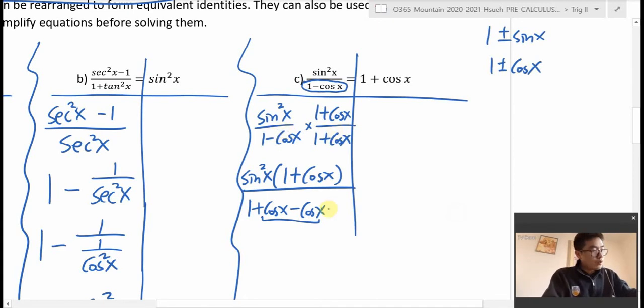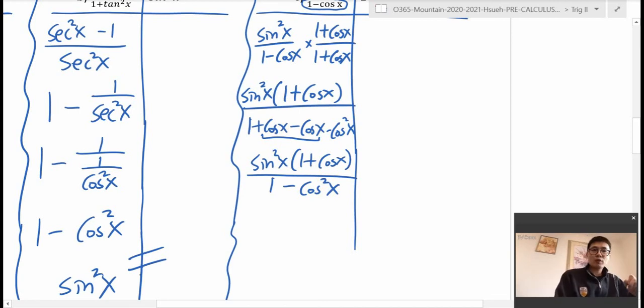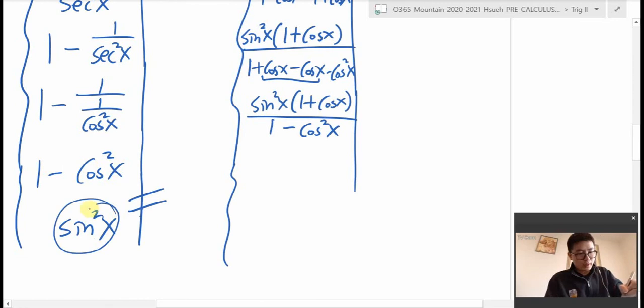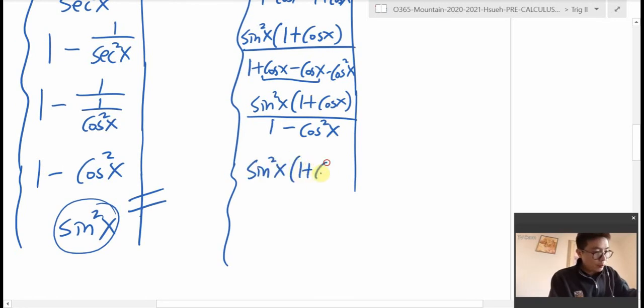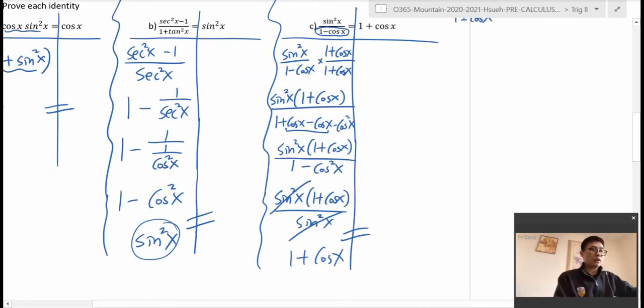Negative cosine times positive cosine is negative cosine squared x. So what you end up with is sine squared x times 1 plus cosine x divided by 1 minus cosine squared x. Again, the middle terms get cancelled out. And what do we know about 1 minus cosine squared? We just saw that earlier: 1 minus cosine squared x gives you sine squared x. So you end up with sine squared x times 1 plus cosine x divided by sine squared x. They cancel out, so you end up with 1 plus cosine x. Therefore, it's exactly the same thing as what's on the right.